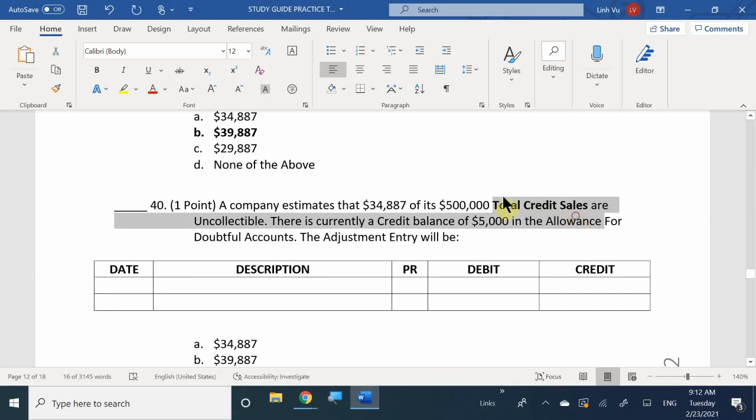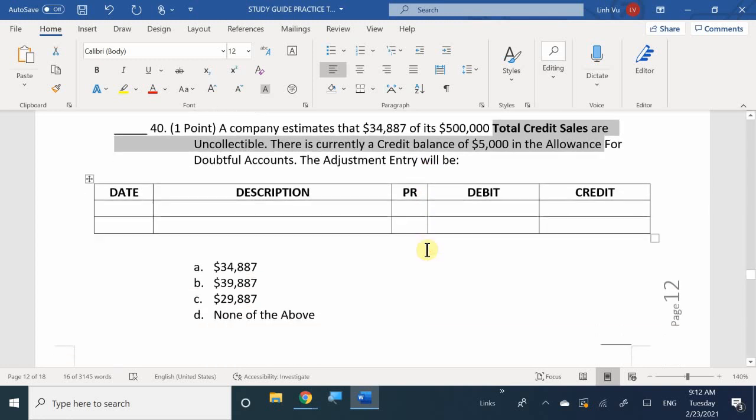All right, so in this case, we're dealing with the income statement method. In the income statement method, the allowance for doubtful accounts and accounts receivable don't even exist on there. So nothing is going to affect this amount right here. If I'm getting rid of $34,887 worth of total credit sales, that is how much I am going to be writing off my books.